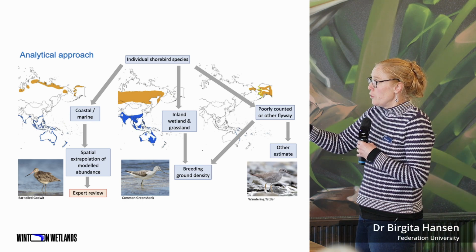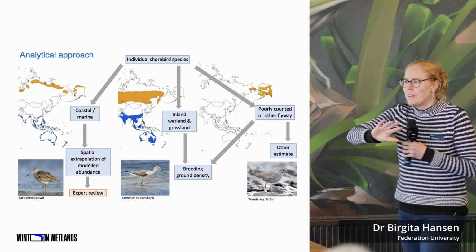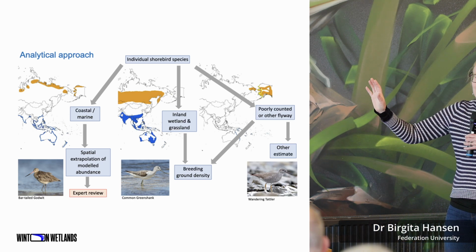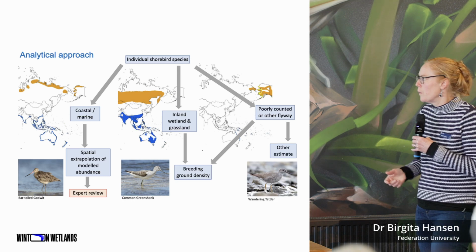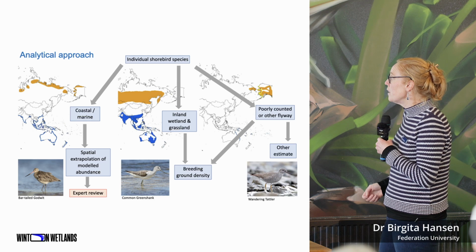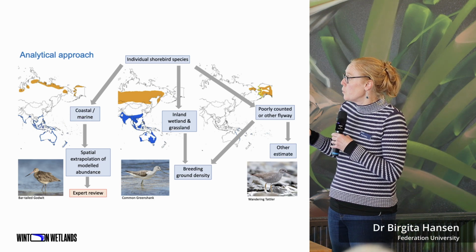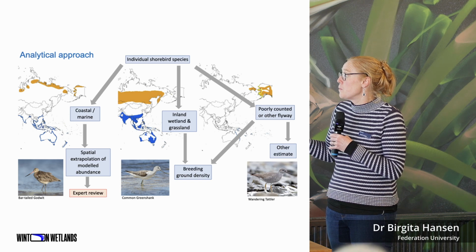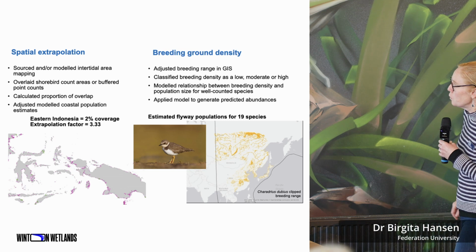We did an expert review to adjust that, because the numbers can differ. Just because you've modelled habitat and extrapolated across it doesn't mean that birds are uniformly distributed, of course. So we had an expert review process in that. And then for the species that were not coastal marine species, we made an estimate based on the breeding grounds. So if I just show you a couple of examples.